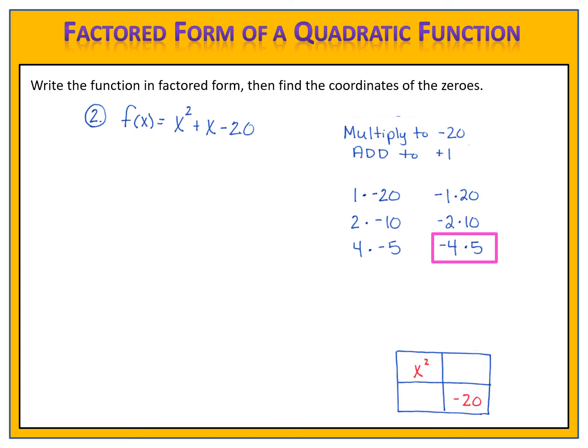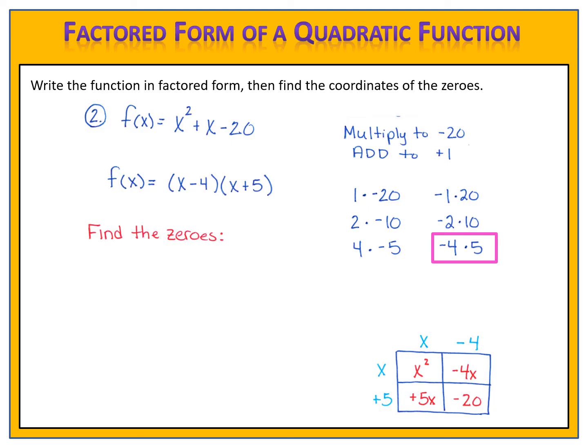And we'd fill in the grid as we normally do, find the greatest common factor across the top, and then use multiplication to fill in the other spots around the grid. This time, our function was called f of x, so the factored form will also be called f of x. The factors are x minus 4 and x plus 5. That is the factored form of the equation.